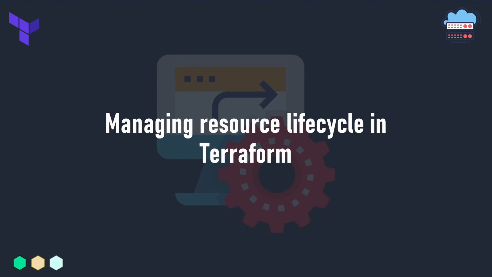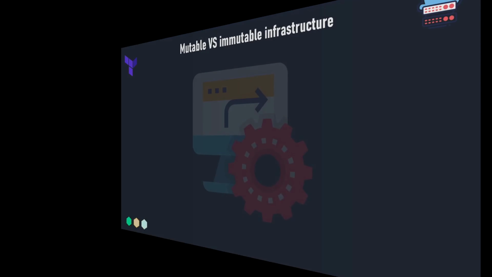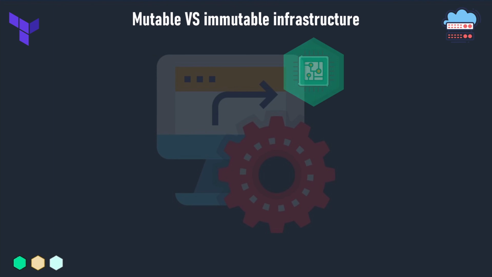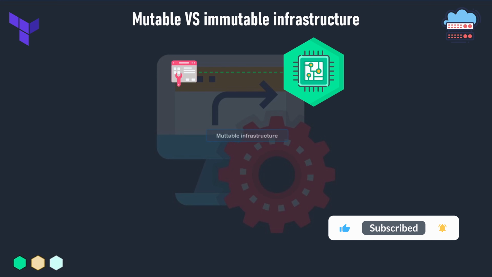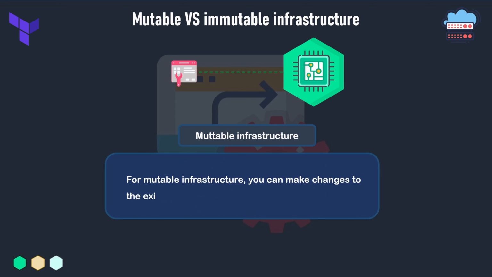In this lecture, we will discuss lifecycle rules in Terraform, but before that, we will get an overview about the differences between mutable infrastructure and immutable infrastructure. When we talk about something that is mutable, we talk about something that can be changed or updated after its creation. So for mutable infrastructure, you can continue making changes and updates to the existing object, and there is no need to recreate it with the new configuration.